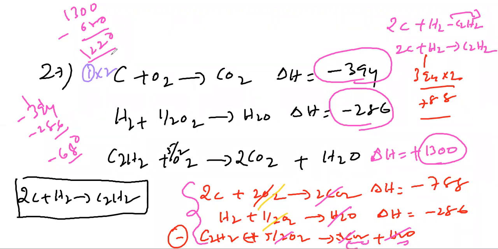Sorry, here I forgot. 394 into 2, students, we have to do. We have to multiply: 394 into 2 is 788. 788 we have to take. So minus 788, minus 286, plus 1300. You do and tell the answer, students. Minus 788. How much are you going to get?